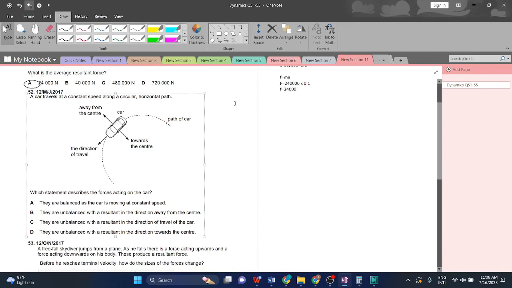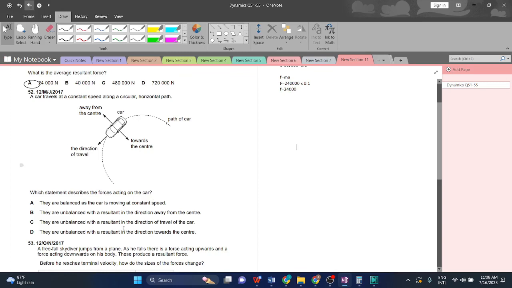Question 52. A car travels at a constant speed along a circular path. एक circular path पे गाड़ी travel कर रही है, that means is subjected to centripetal force. Which statement describes the force acting on the car? They are balanced as the car is moving at a constant speed. There is a resultant force acting towards the center, so the forces aren't balanced. They are unbalanced with a resultant force in the direction away from the center. Away from the center, this is completely wrong. It's the complete opposite. It's acting towards the center.